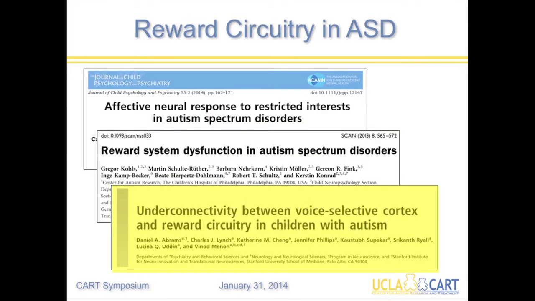But my favorite in this series of studies on the reward circuitry is actually a connectivity study, a functional connectivity study, where they found some very interesting relationship, or I would say lack of relationship.